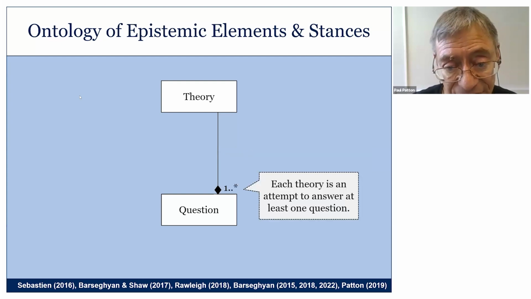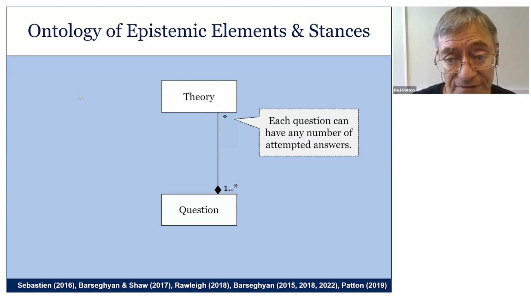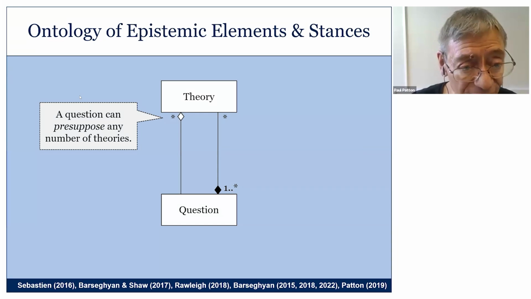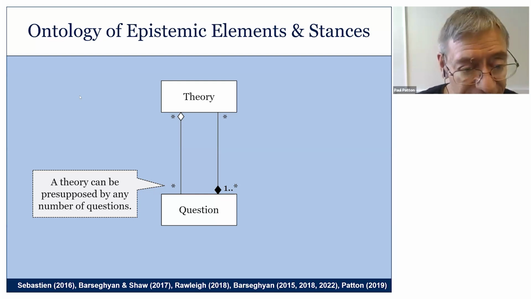And each theory is an attempt to answer at least one question. It can also answer many questions. Each question can have any number of attempted answers. A question can presuppose any of a number of theories. A theory can be presupposed by any number of questions.